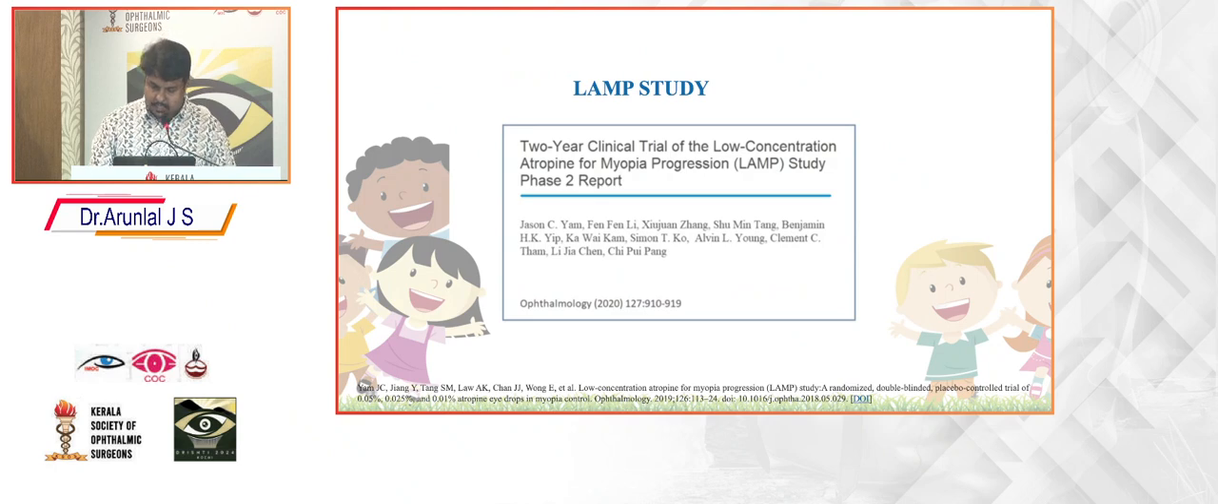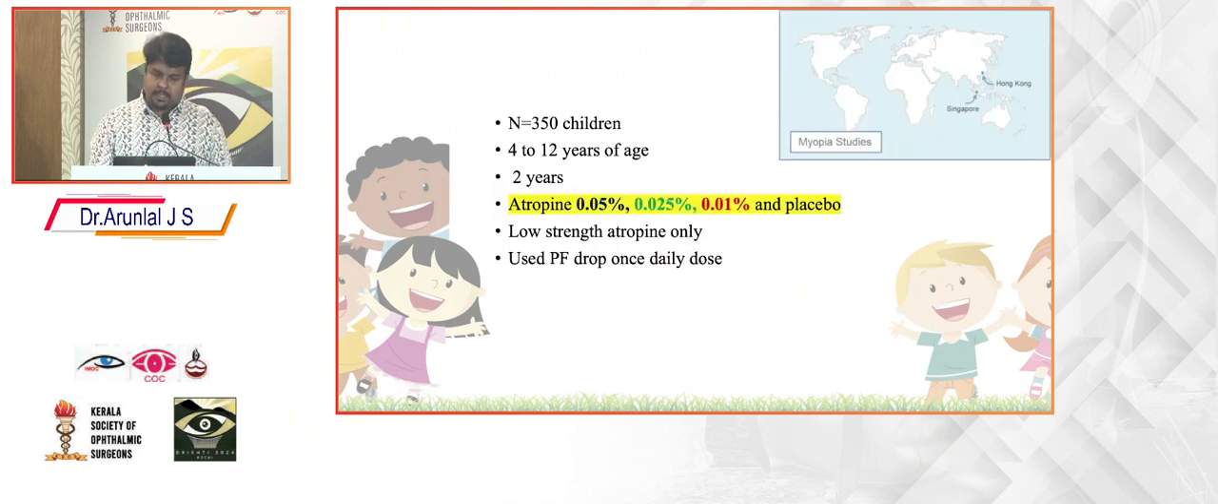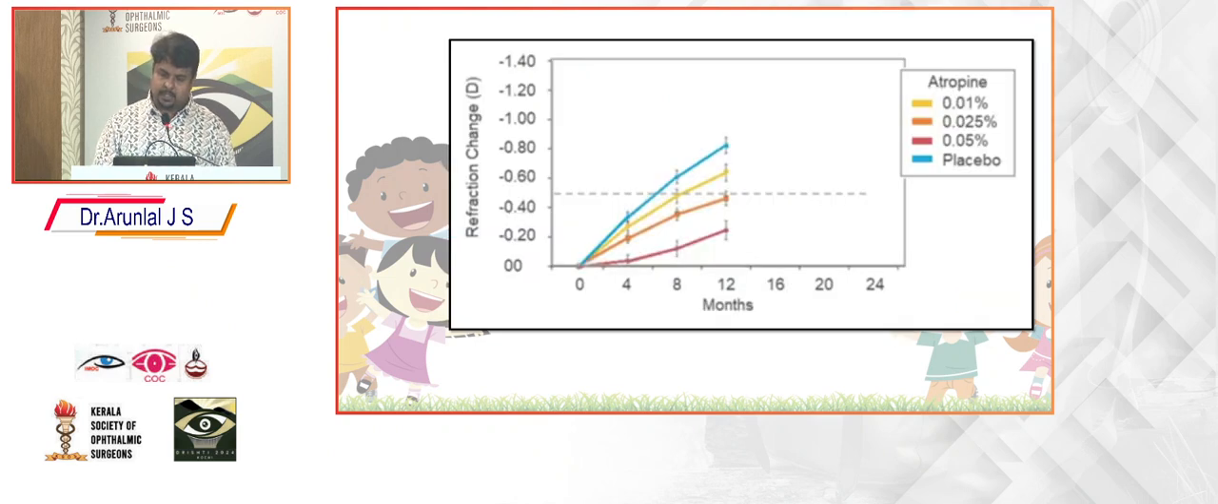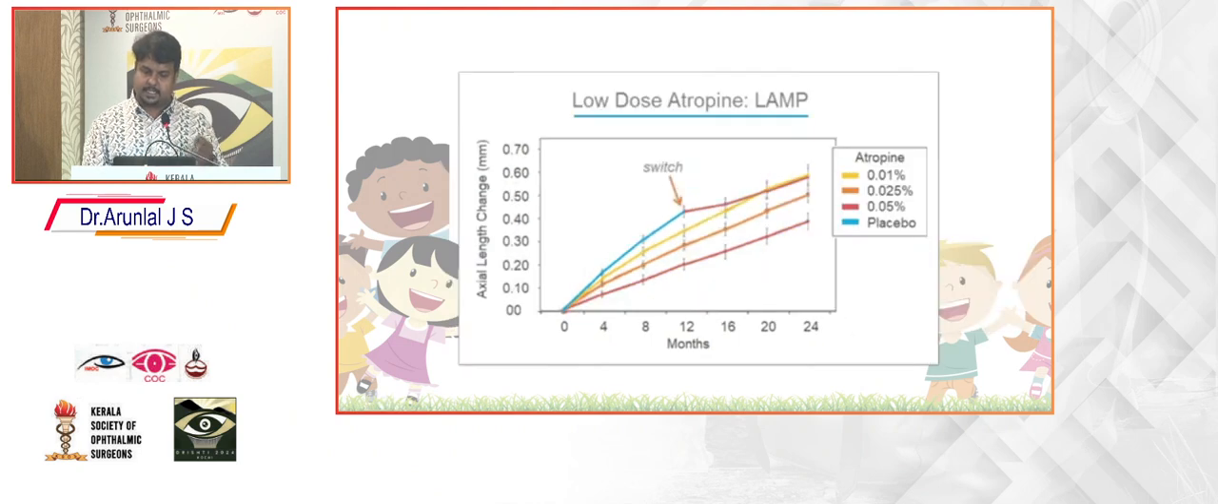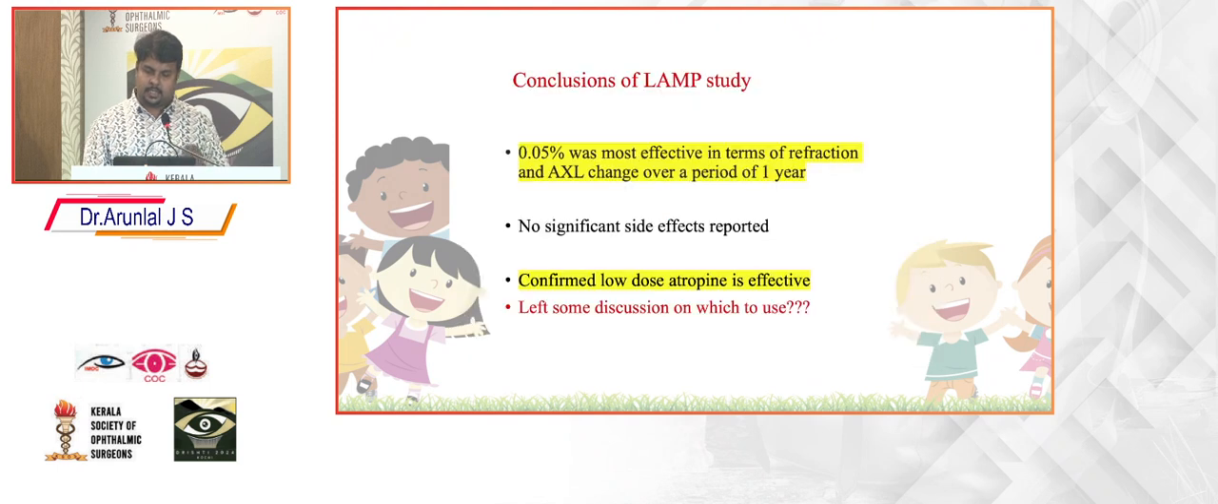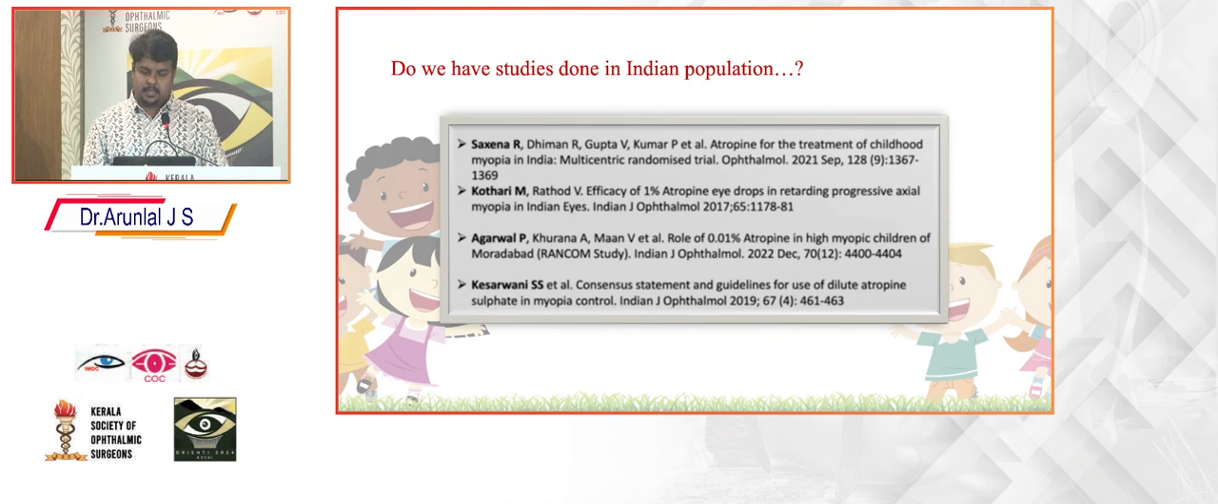Then came the LAMP study. In the LAMP study, they used 0.05%, 0.025%, and 0.01% atropine. They found that there is a significant effect with all 3, but the effect was maximum with 0.05% in terms of refraction change and axial length change. So, in conclusion, 0.05% was the best treatment among all the 3 in terms of refraction change and axial changes without much side effects.